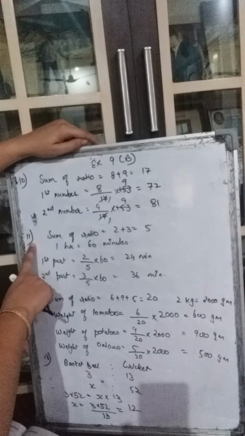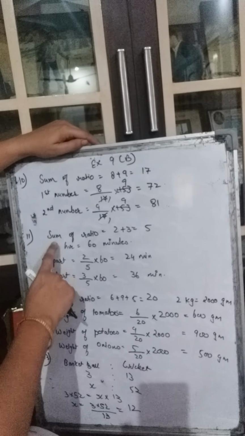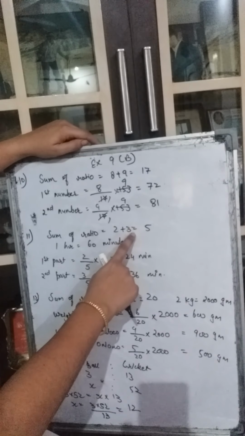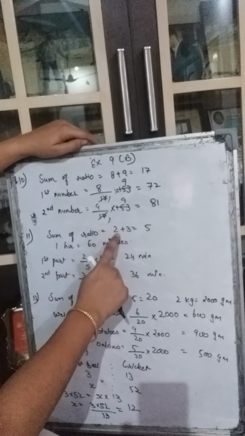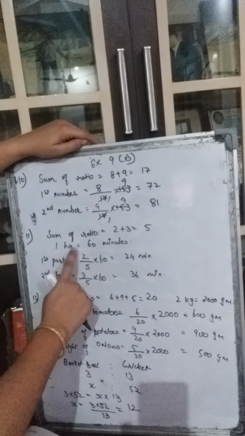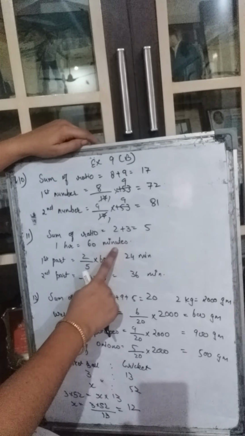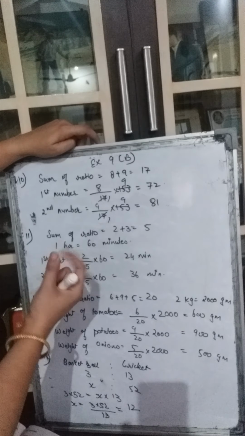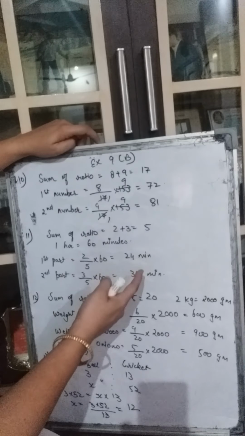Now let's do the 11th question. It says divide 1 hour in the ratio 2:3. So first find out the sum of the ratio, that is 2 plus 3 is equal to 5. Now 1 hour can be written as 60 minutes also. So let's convert it into minutes. Why? Because this 1 hour will be split into minutes only.